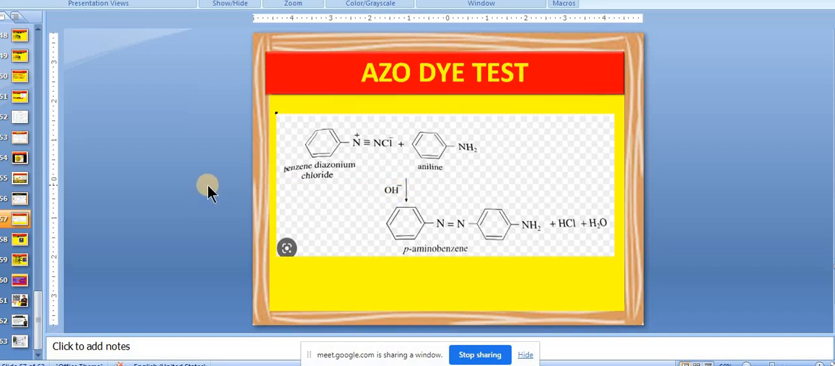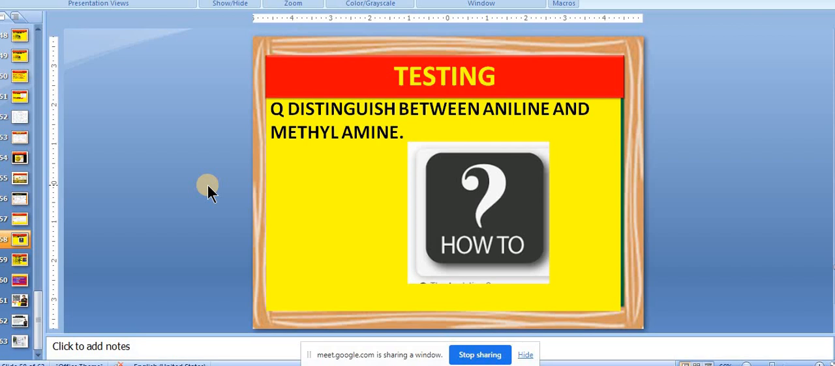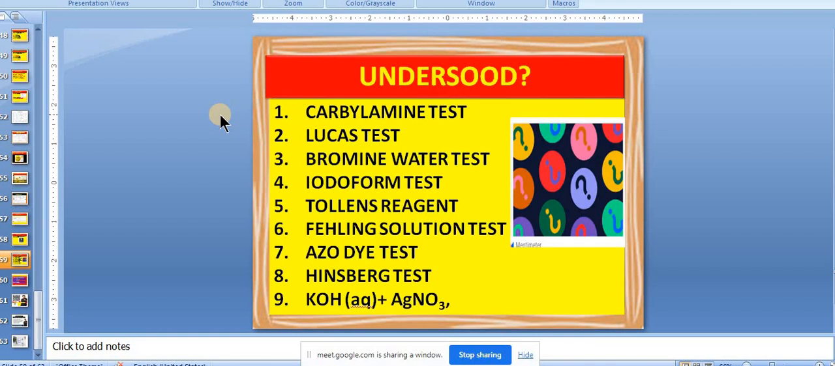Okay, so this is the question which can be done only by the azo dye test. It was there in the examination, I think 2005 or 6 or something like that. So now you are clear about these concepts. We have not done the bromine water test. This you can do yourself.